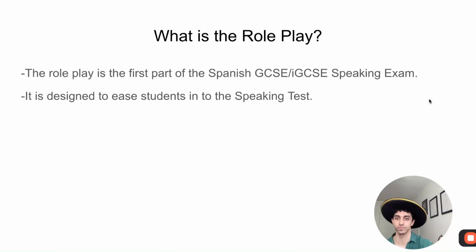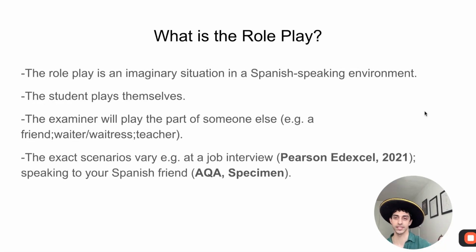The role play itself is always an imaginary situation which is set in a Spanish-speaking environment. That may not be necessarily in Spain itself. It could be in a different Spanish-speaking country.